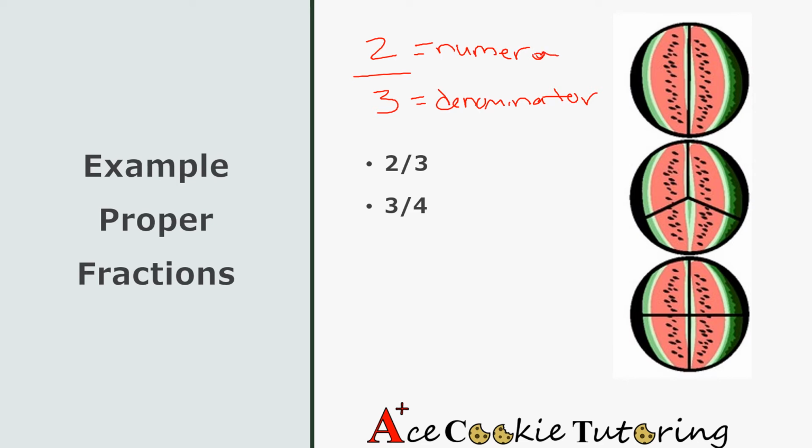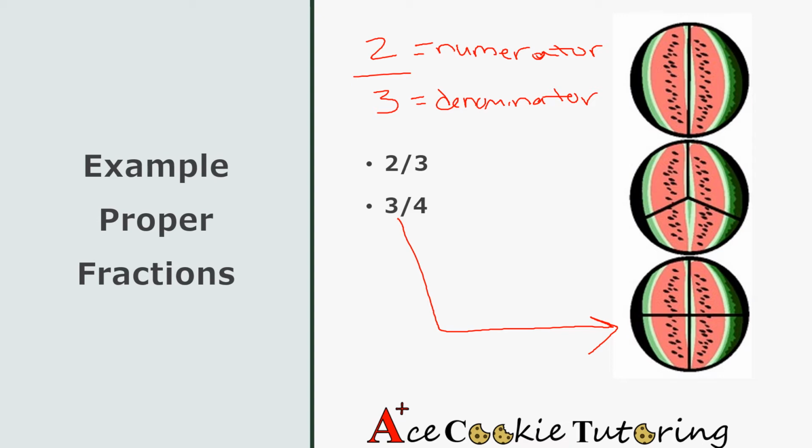Okay, so now that we've got that reviewed, the next thing I want to do is show you guys what 3/4 would look like if I actually had a watermelon. So if I look here on the screen, this bottom watermelon, we've got a circle, and then I've got these black lines. And these black lines are dividing the watermelon into 4 pieces. So that's how I get the denominator. I see the 4 equal pieces. And the fact that they're equal is really important, because if they weren't equal, then it wouldn't be considered a fraction.